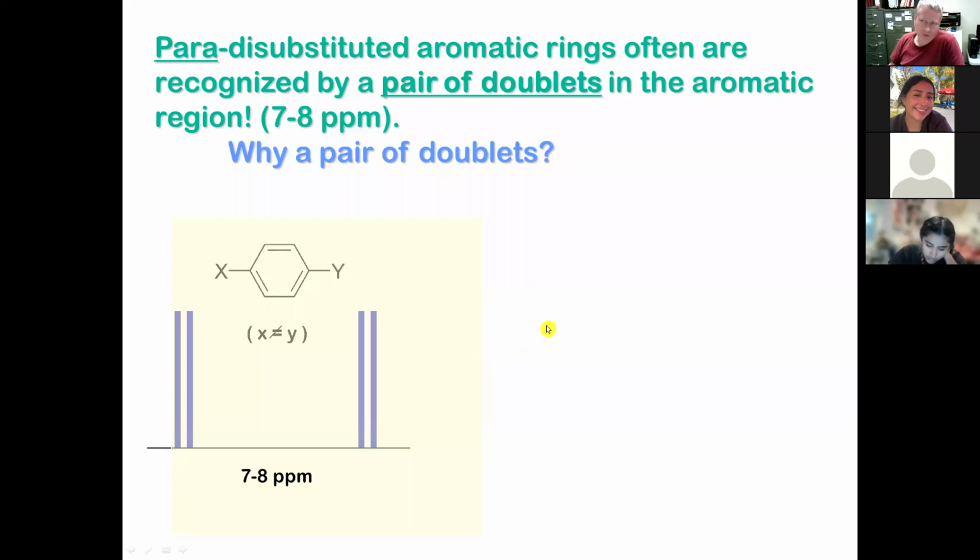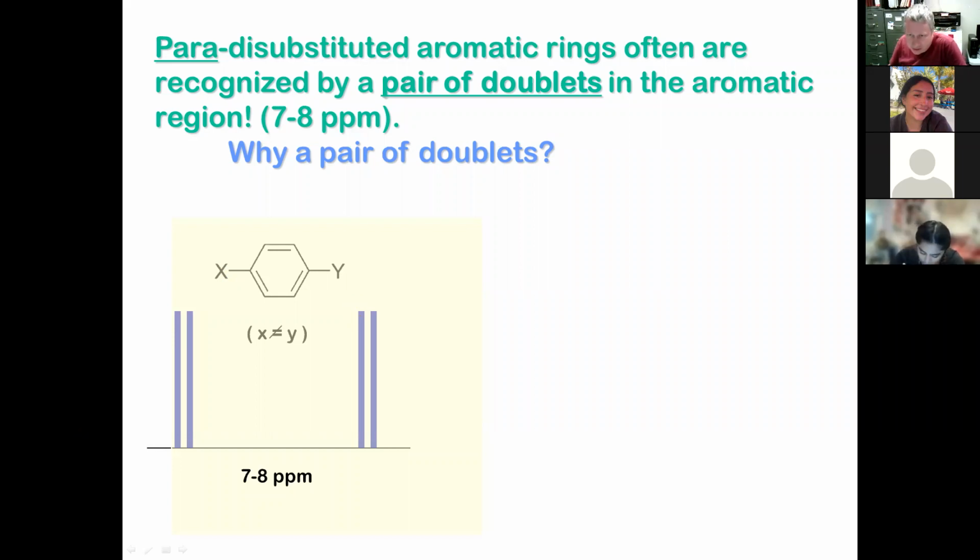So if you see a benzene and you see a pair of doublets in the NMR spectrum, you ask, is it para, ortho, or meta? You say, oh, it's para. Para disubstituted. What does disubstituted mean? That means two things, X and Y, two different things. Para disubstituted benzenes will be a pair of doublets.